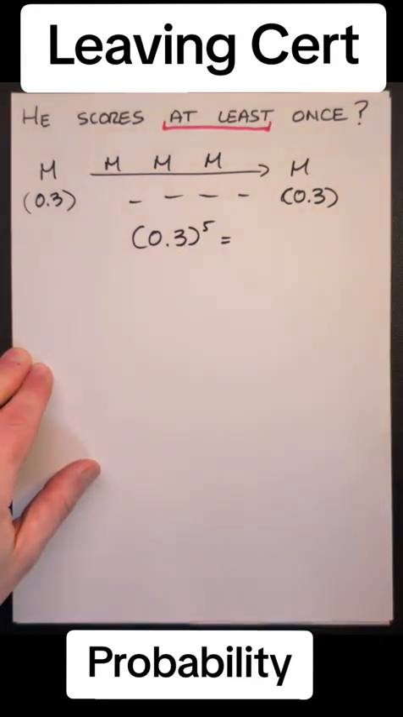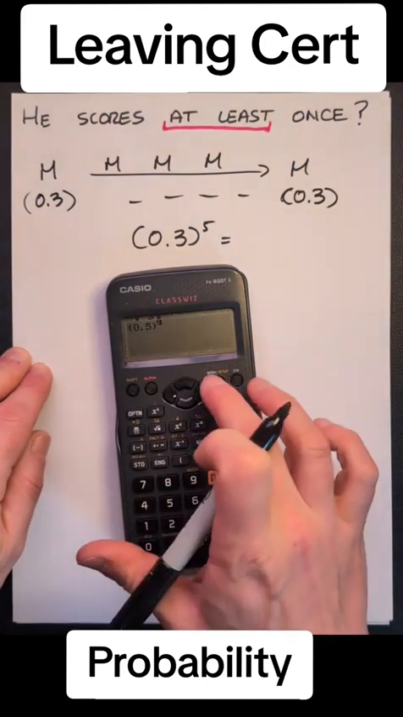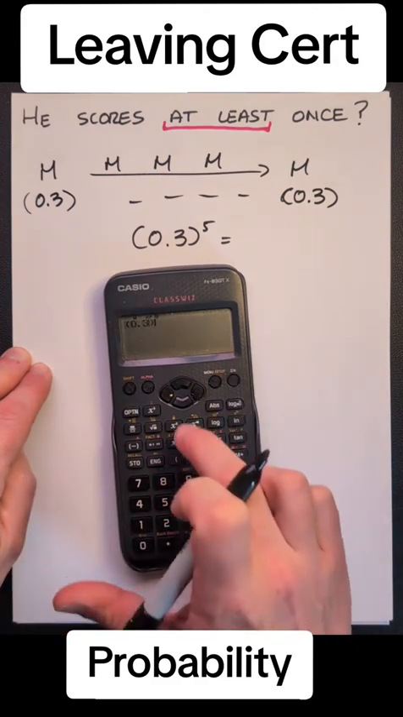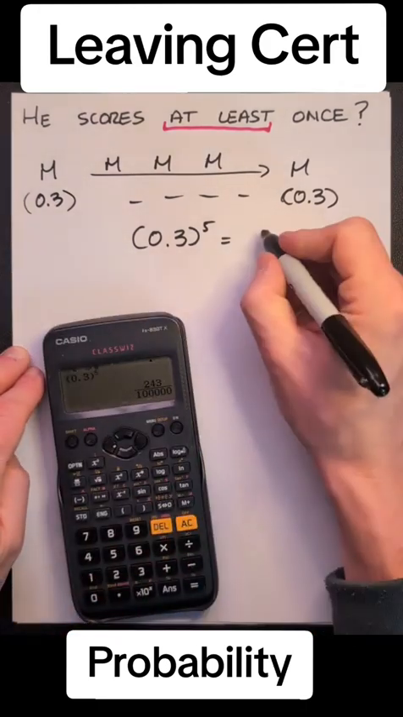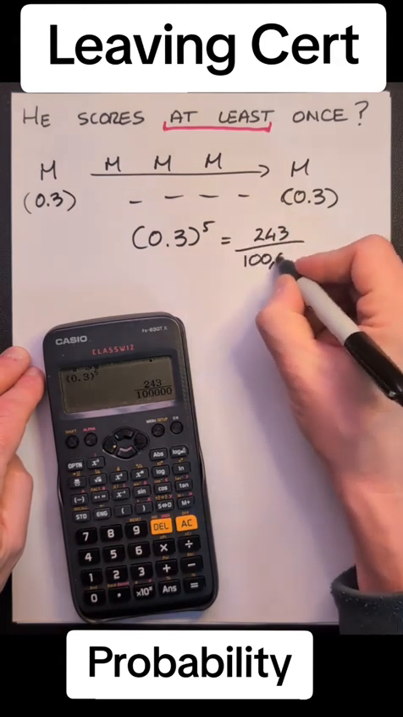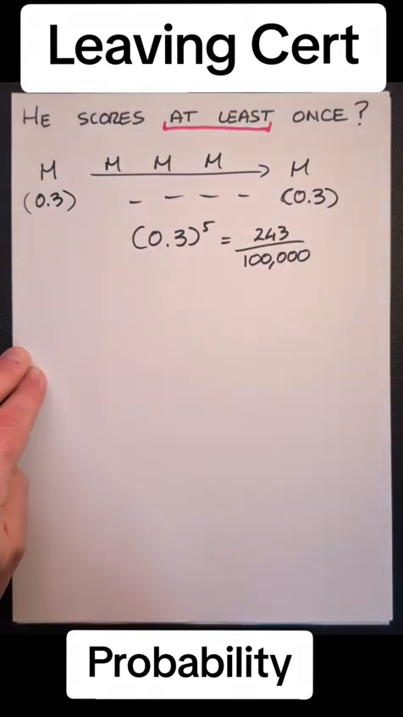And if we do that in our calculator, we get 0.5 to the power of 5 gives us, 0.3 to the power of 5, and that gives us 243 over 100,000, it looks like here. Okay, so that's a fairly low probability that he'll miss them all.